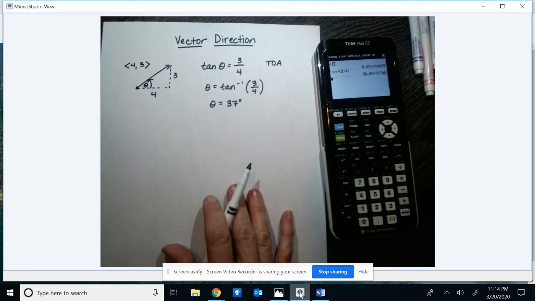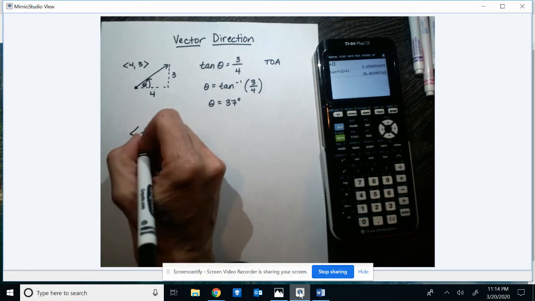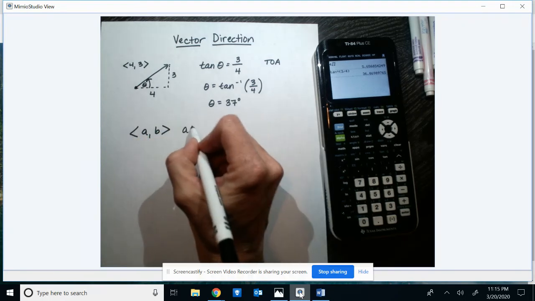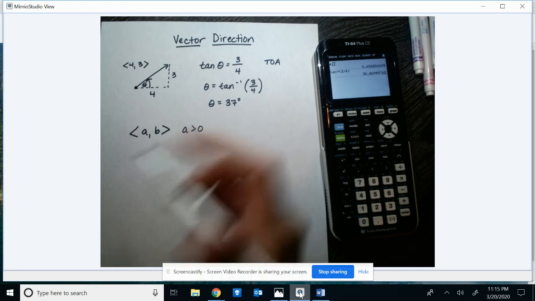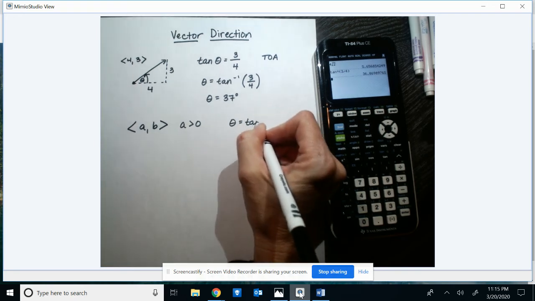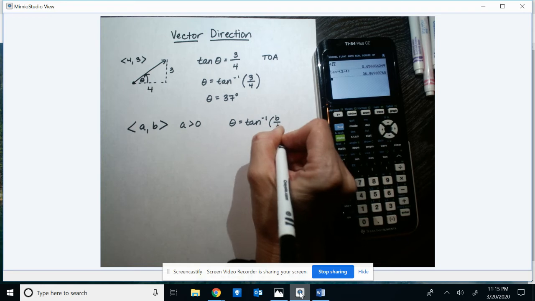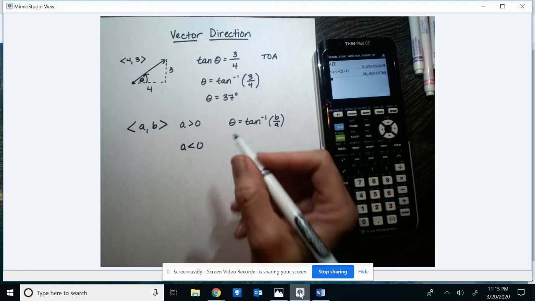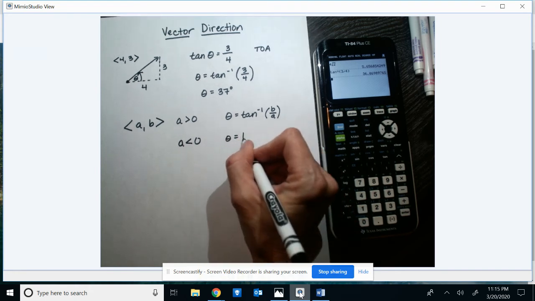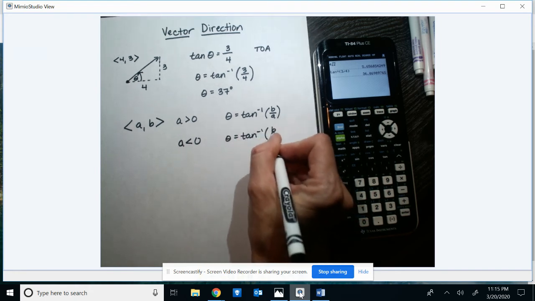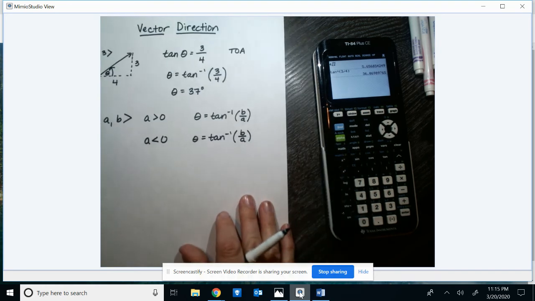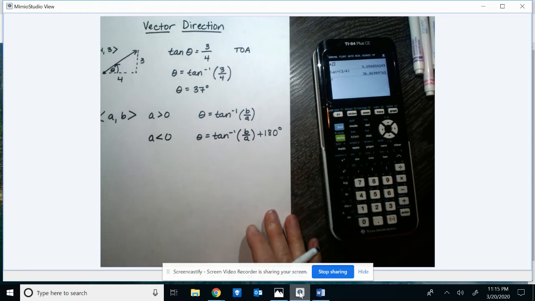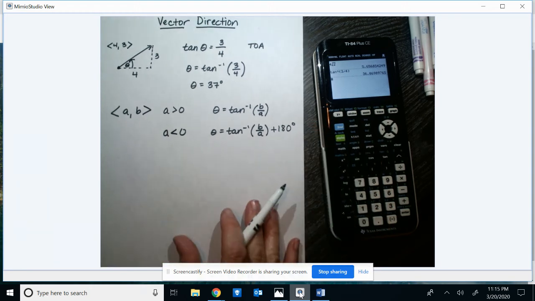All right, so there are some rules to remember. When you're looking at your components A and B, if your A is greater than 0, which in this case it was, my theta is just the inverse tangent of the ratio B over A. But if my A is less than 0, then I'm still going to take the inverse tangent of my ratio B over A, but I'm going to have to add 180 degrees to my answer for it to make sense in the direction that it's going.